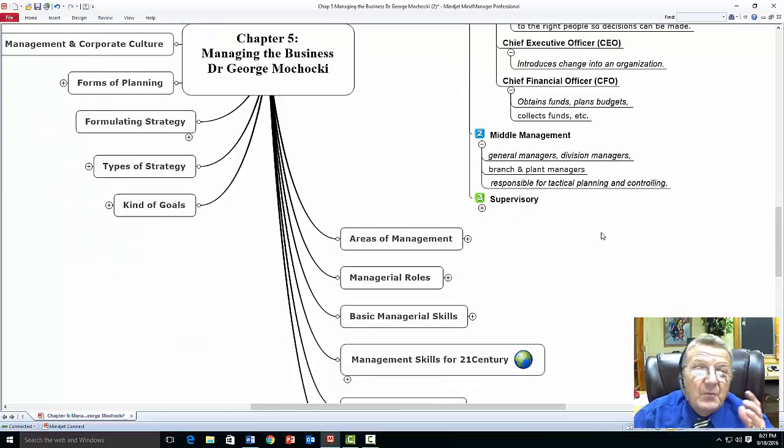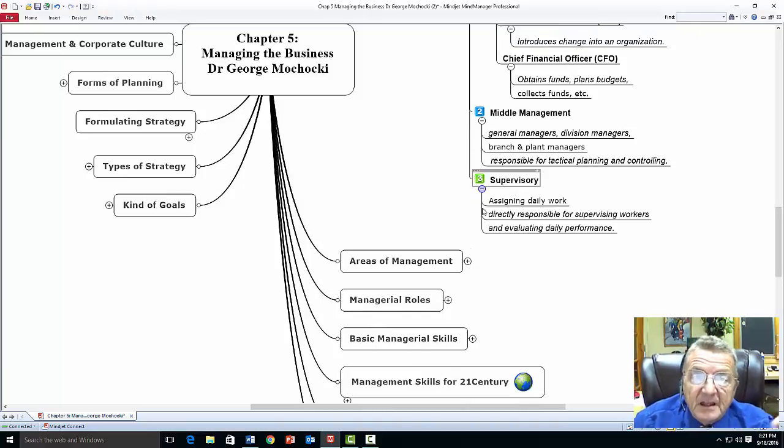Division managers, branch plant managers, responsible for tactical planning and controlling. And then this is what I think is really the hardest one. Or for an entrepreneur or small business, when you don't have too many direct reports, those are people who report to you, and then they have people that they supervise. Assigning daily work, directly responsible for supervising the individual and evaluating daily performance.